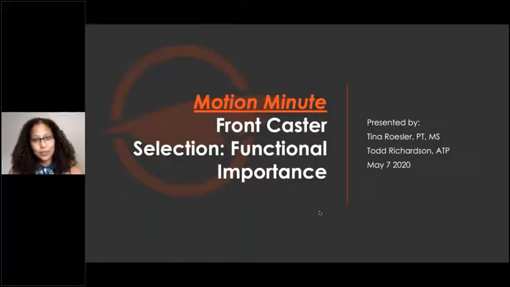Today's event is sponsored by Motion Composites, and it is a CEC. We will be presenting a really great topic. I hope you learn something new and think about things in a new way. It's about a tiny little piece of the chair that we overlook all the time. It's the casters. So today's presentation is Front Caster Selection, the Functional Importance.